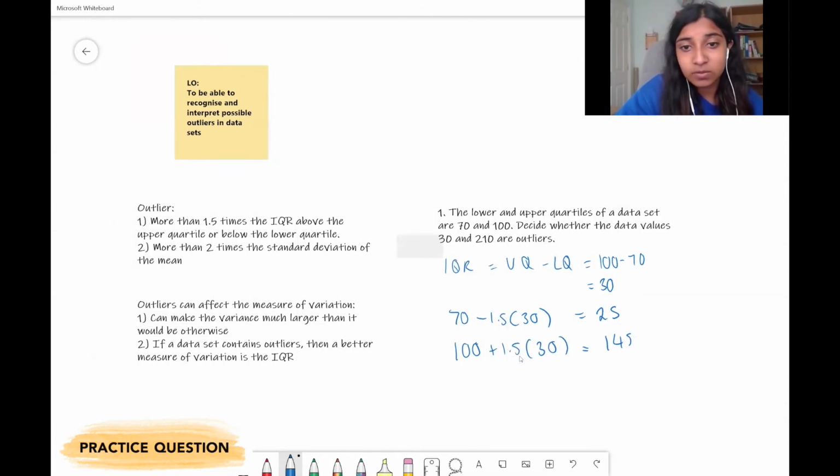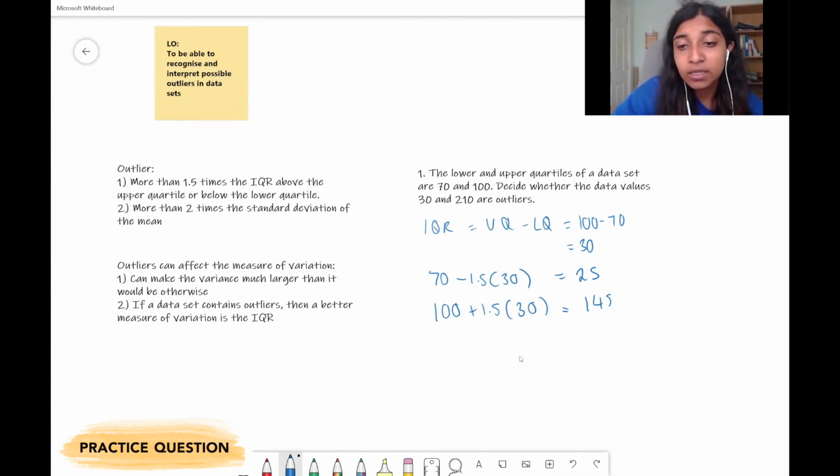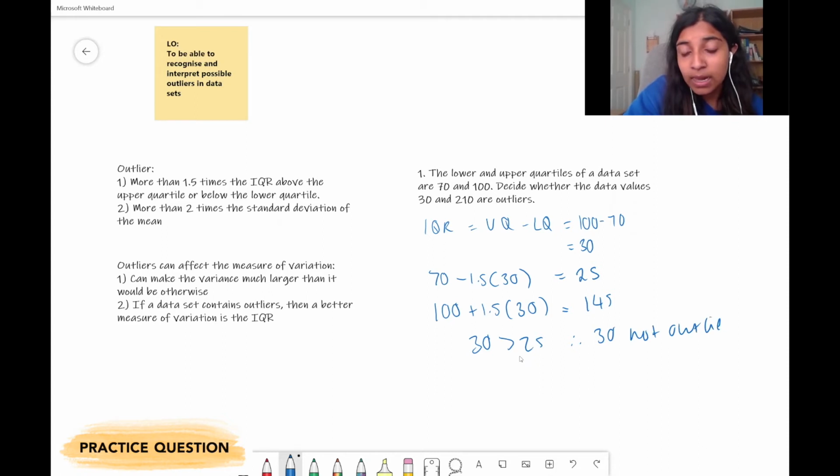Now we want to decide whether 30 and 210 are outliers. Our lower fence is 25, which means any value lower than 25 would be recognized as an outlier. But 30 is more than 25, so 30 is not an outlier. Our upper fence is 145, so any value above 145 is recognized as an outlier. 210 is above 145, so that means 210 is an outlier.